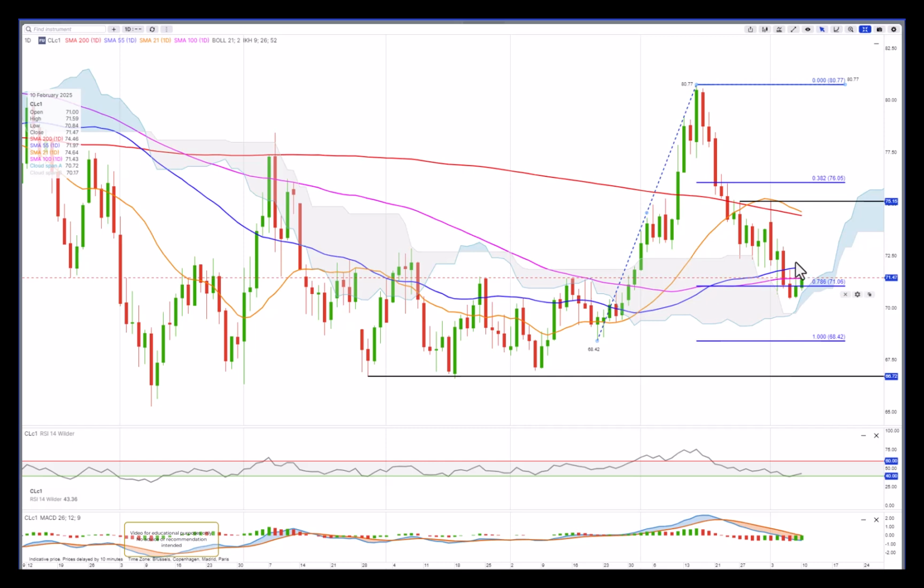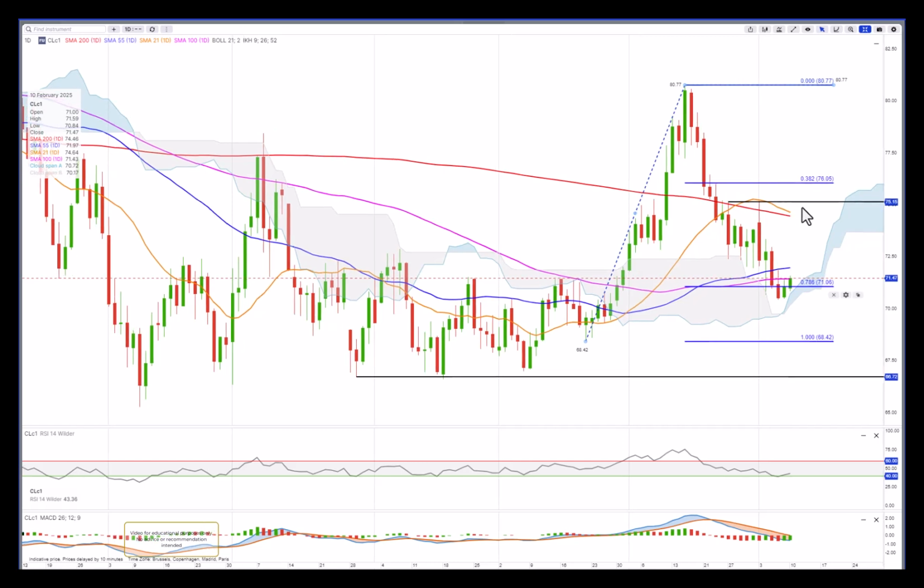If we move back above the 55 moving average, well, then we could see a push up to around the 200 moving average, up to around $75 here on WTI. If it takes out the lows here from last week, then, well, maybe we're looking at 68.